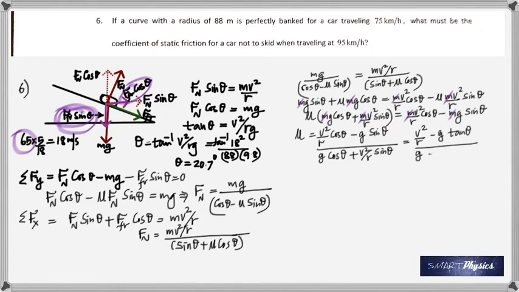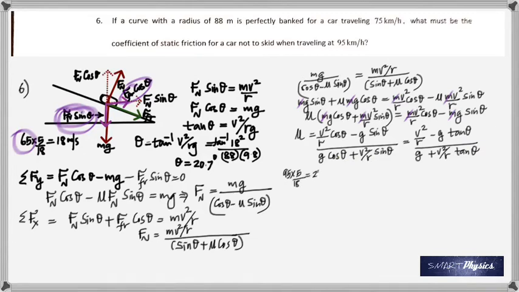I just divided throughout by cos theta. That's why the cos theta got cancelled here. Here sin theta by cos theta is tan. Same thing in the denominator, okay?